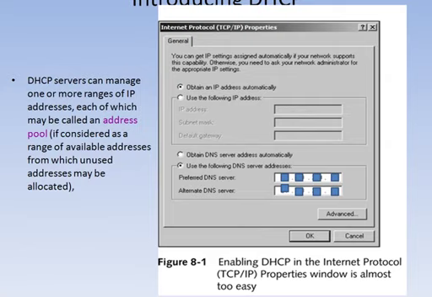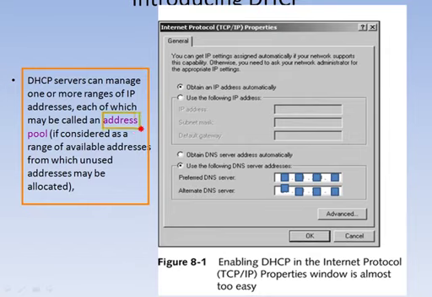So a DHCP server, as you see in this picture, can manage one or more IP addresses, which may be called a DHCP address pool. Not only a single IP series, a server can manage multiple IP series. It is considered a range of available addresses from which an address may be allocated to the client machine, when the obtain IP address automatically configuration is done on any of the clients.